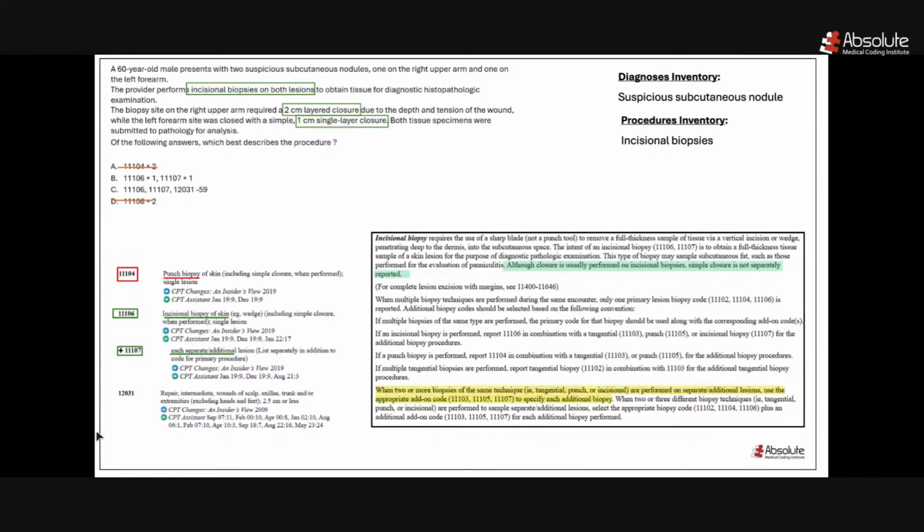So that is the reason why I would say option B is incorrect and option C would be the correct answer. It's coding for 11106, 11107, that is an add-on code, and 12031, which is the code for a repair intermediate of the wound of scalp, axilla, trunk, and/or extremities of 2.5 centimeters or less.